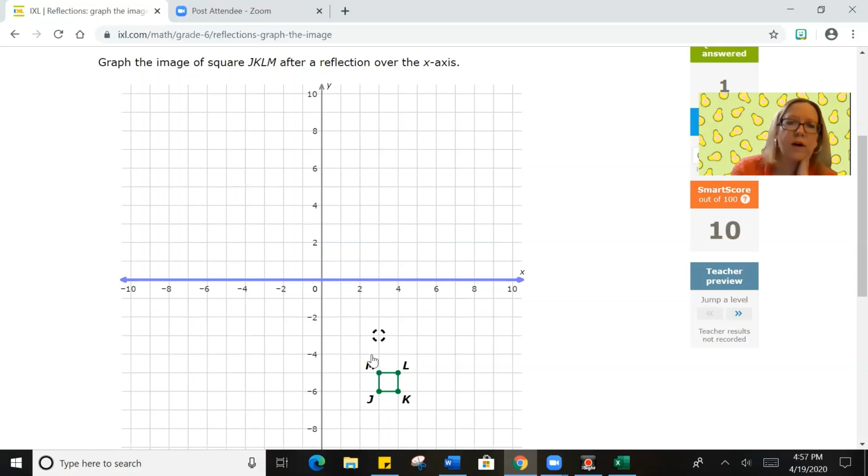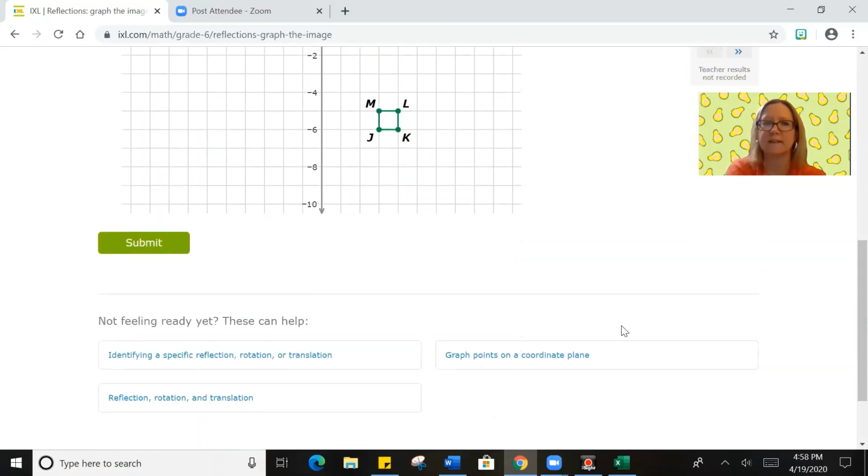All right, so I noticed that M is currently at -5, so it's 5 units below the x-axis. So I'm going to go 5 units above the x-axis. Okay, so that's the reflection for point M. J is 6 units below the x-axis, so I'm going to take it 6 units above. Okay, and so this makes my square. So I can see a reflection across the x-axis. Submit.